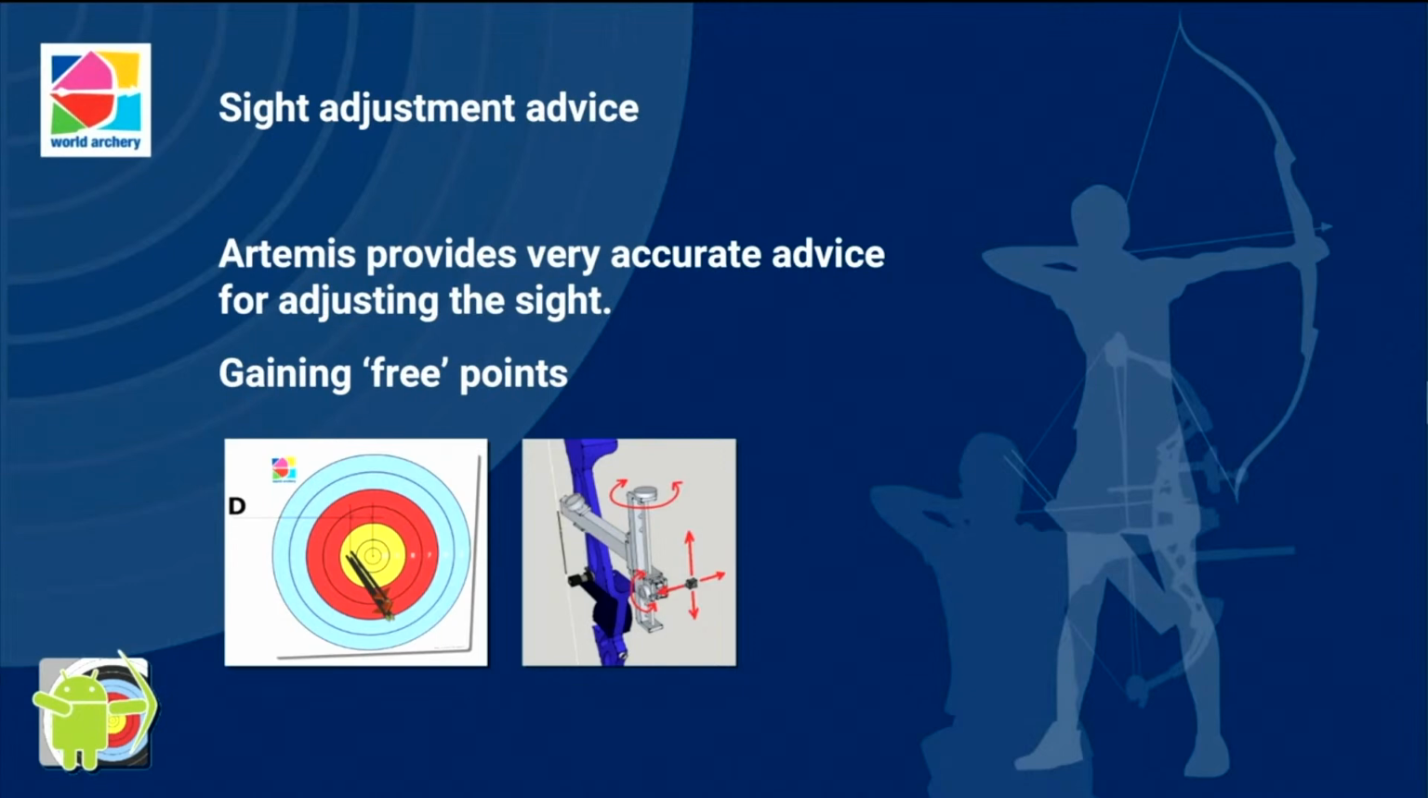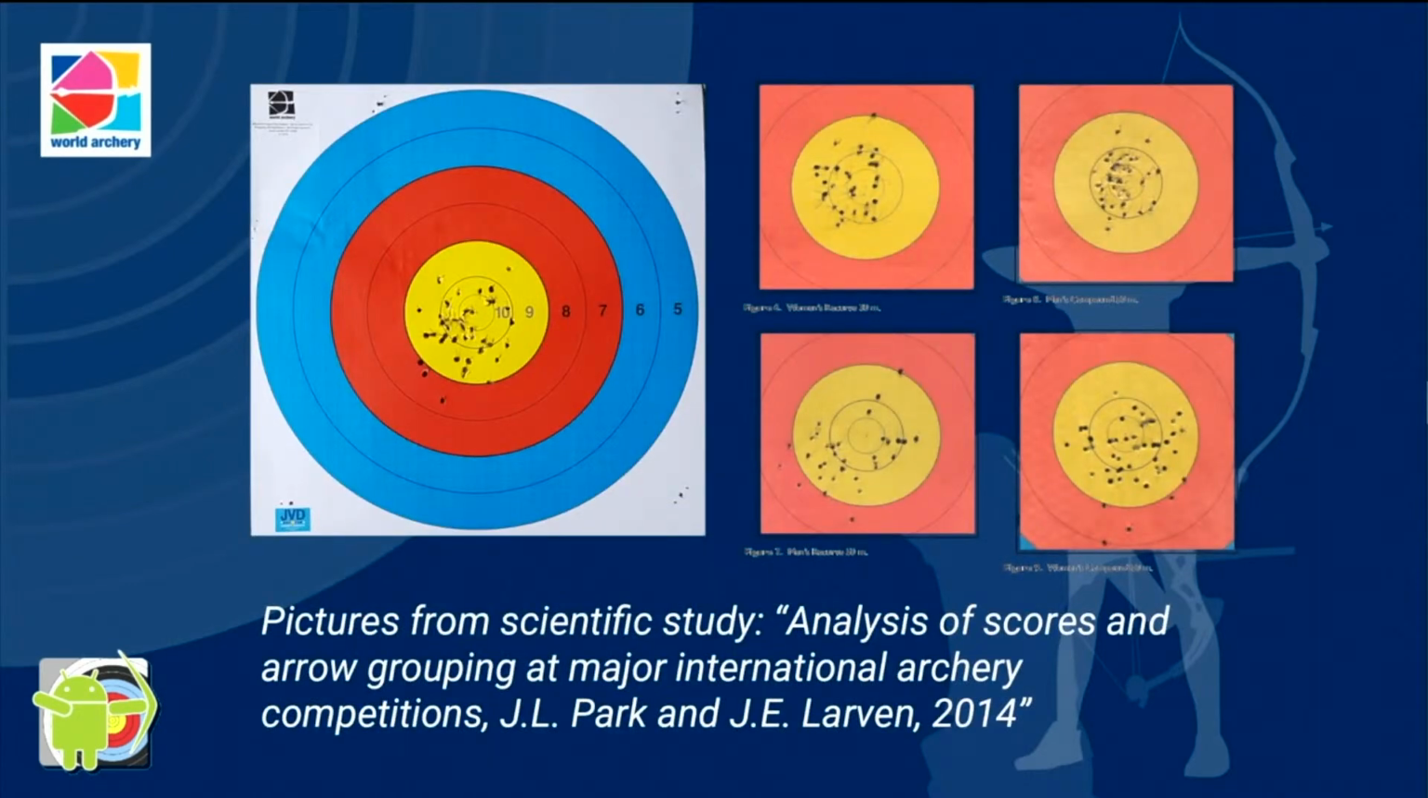And you might think that this is something for beginning or intermediate archers, but it's not. These photos were taken from the World Championships in Belek. They come from a scientific study done by James Park. That study analyzed the scores and also the arrow grouping pattern at major international archery competitions. In this case, it was the World Championships.